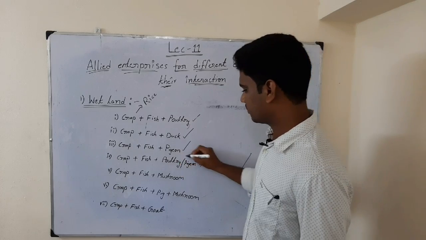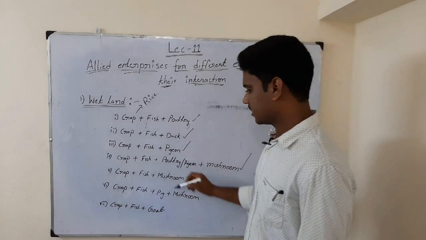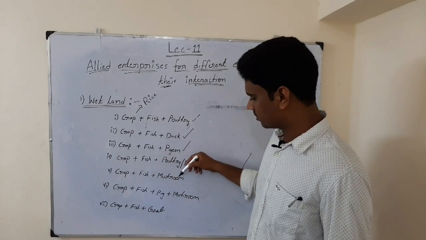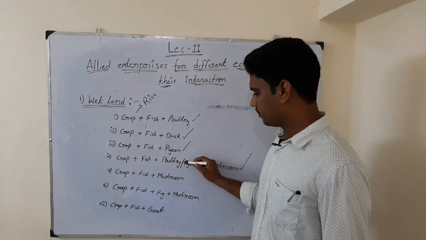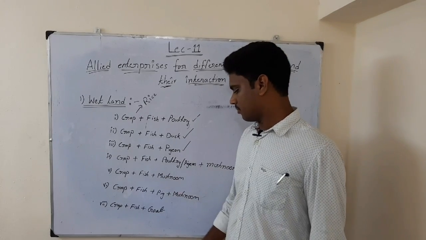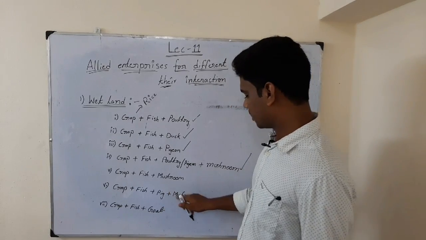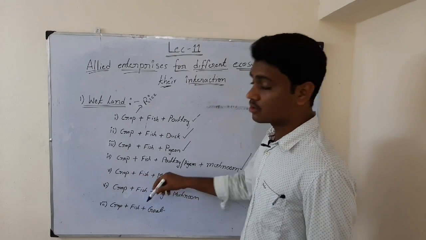By avoiding the component poultry or pigeon, we only go for mushroom. Then the next one is crop, fish, pig, mushroom. So instead of poultry or pigeon, we are involving pig as a component, and mushroom becomes common. And if you are not willing to include pig and mushroom, then go for crop, fish and goat.